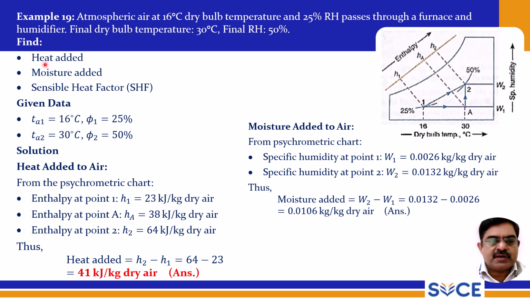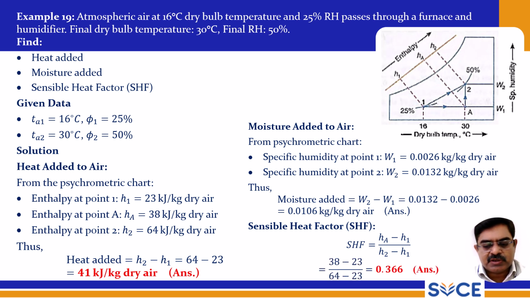So we have found the heat added and the moisture added, and then we have to find the sensible heat factor SHF. So that is SHF equal to HA minus H1 divided by H2 minus H1. So that becomes 0.366, which is the sensible heat factor.